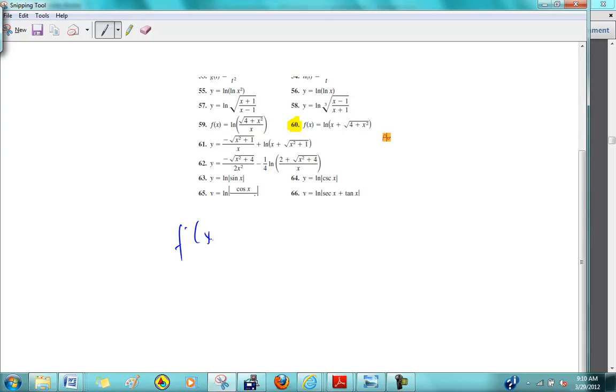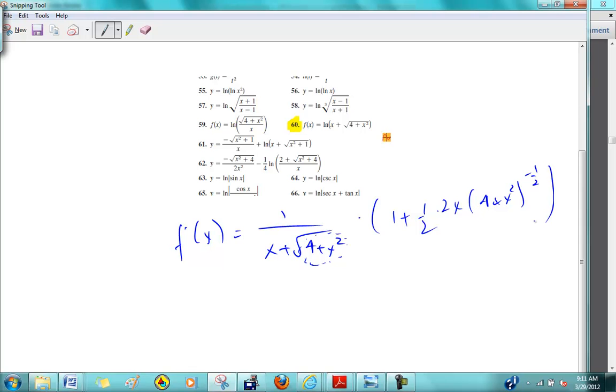So f prime of x. Someone help me? f prime of x, 1 over stuff, yes, times what? Okay, derivative of stuff. Give me derivative of stuff. 1 nice, good job. 1/2. Wait a minute, 1/2 times the derivative of the inside. That'd be the derivative of this guy. 2x times 4 plus x squared to the minus 1/2.